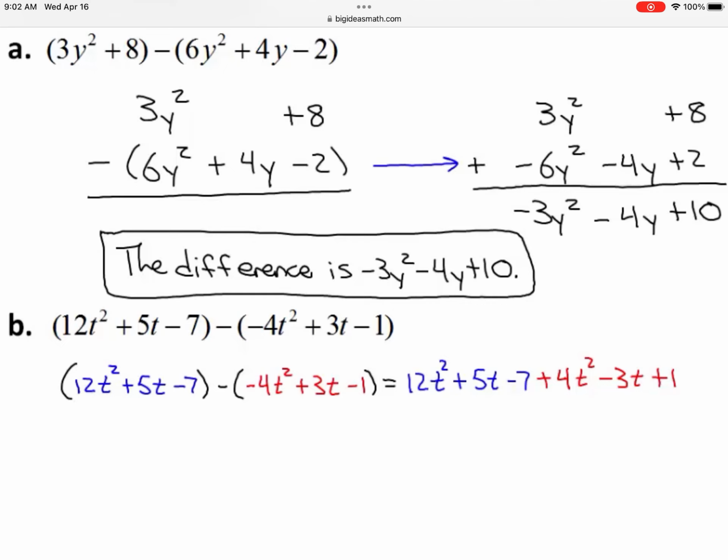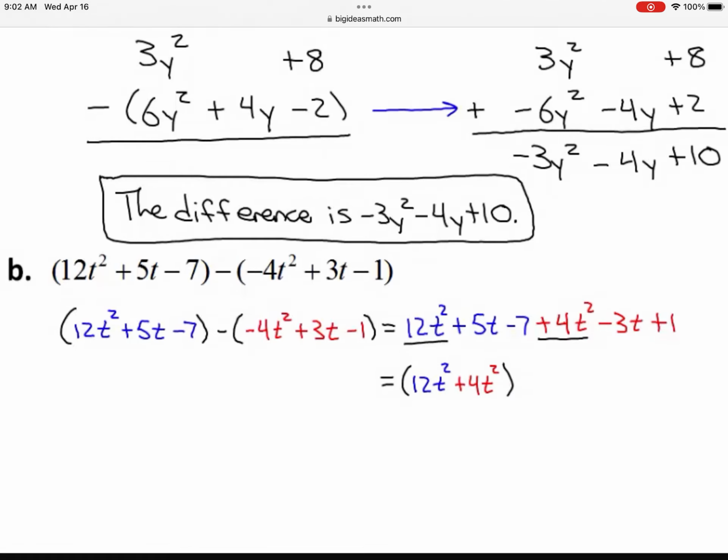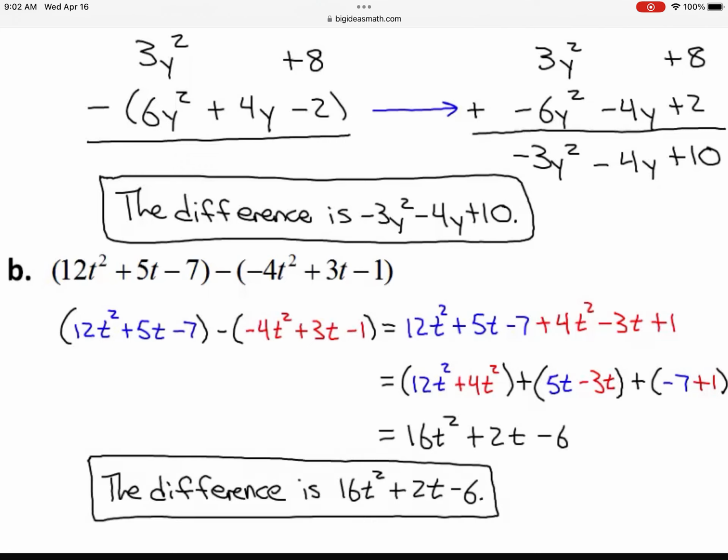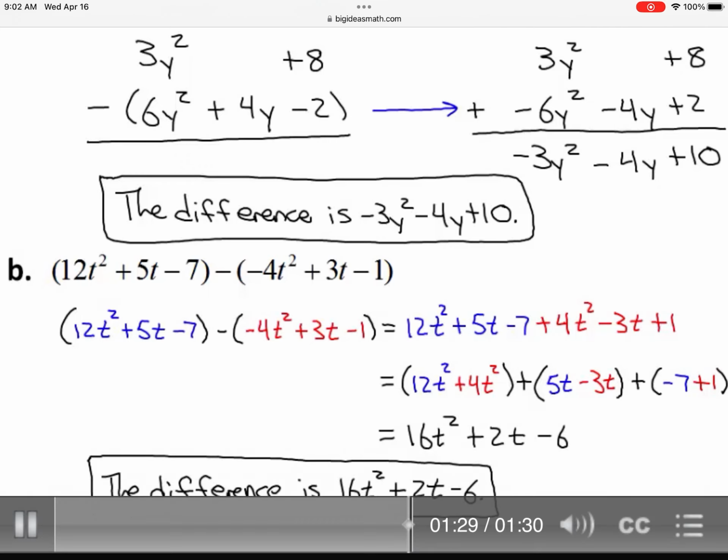Next, group like terms. Notice there are like terms 12t squared and 4t squared, 5t and negative 3t, and negative 7 and 1. So the expression simplifies to the quantity 12t squared plus 4t squared plus the quantity 5t minus 3t plus the quantity negative 7 plus 1, which simplifies to 16t squared plus 2t minus 6. So the difference is 16t squared plus 2t minus 6.